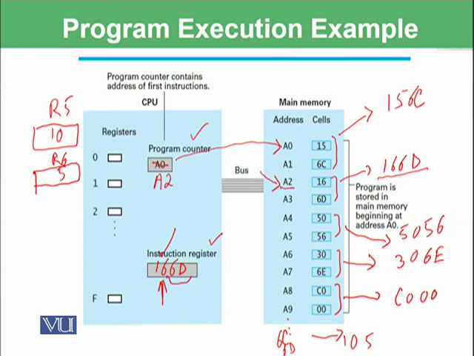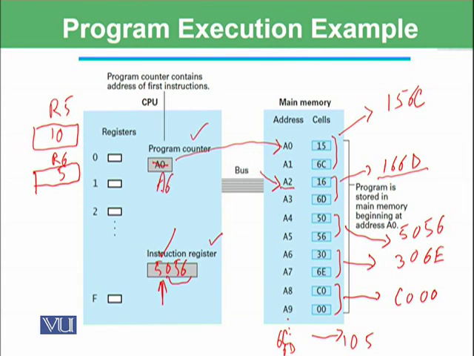When we loaded this instruction, we forgot to increment the program counter by 2. So it would now be pointing to A4. Next time it will fetch the instruction from A4, that is 5056. And as soon as the instruction is fetched, the program counter increments by 2 and points to A6.